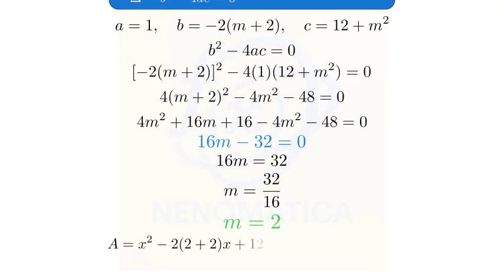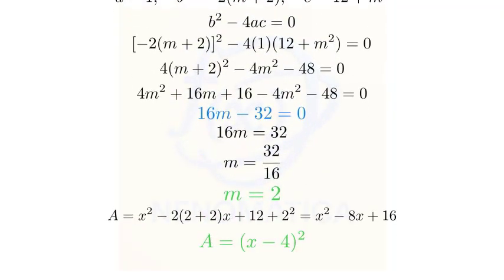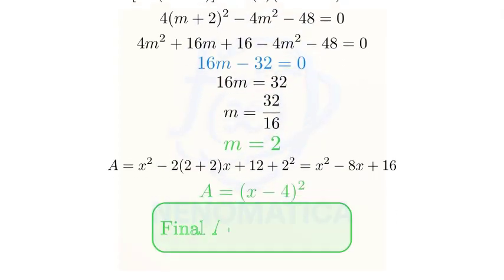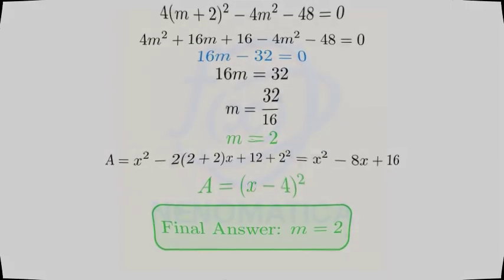Quick check. Substitute m equals 2 back into A. We get x squared minus 8x plus 16, which factors as (x minus 4) squared. That confirms it is a perfect square. Final answer, m equals 2.